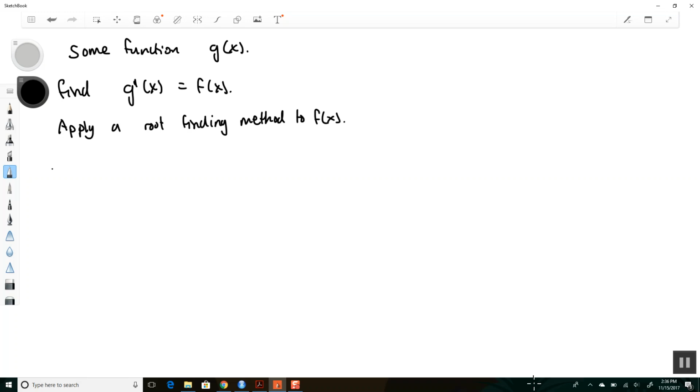Okay, and then so here we'll do pseudocode for Newton-Raphson optimization.